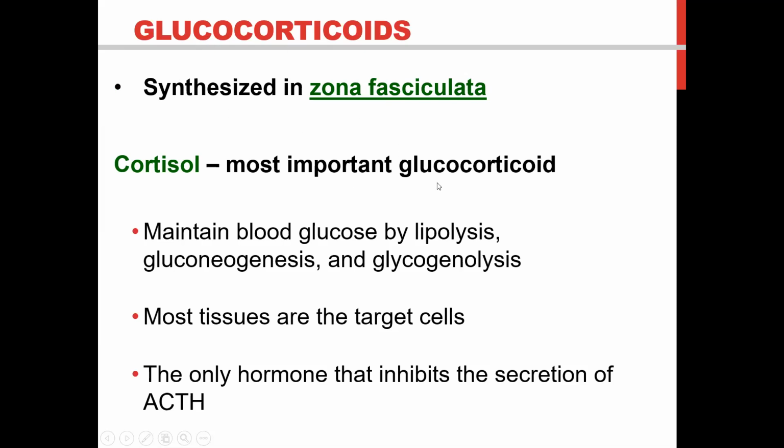The most important glucocorticoid is your cortisol rather. So this maintain blood glucose by lipolysis and gluconeogenesis and glycogenolysis. 'Di ba? You've already know the difference between the three. Gluconeogenesis, the production of glucose from other sources other than carbohydrates. Glycogenolysis, diba, the breakdown of your glycogen to produce glucose. Lipolysis, the breakdown of your lipids, diba, from the term itself. So the most tissues are target cells, and the only hormone that inhibits the secretion of ACTH is your cortisol.